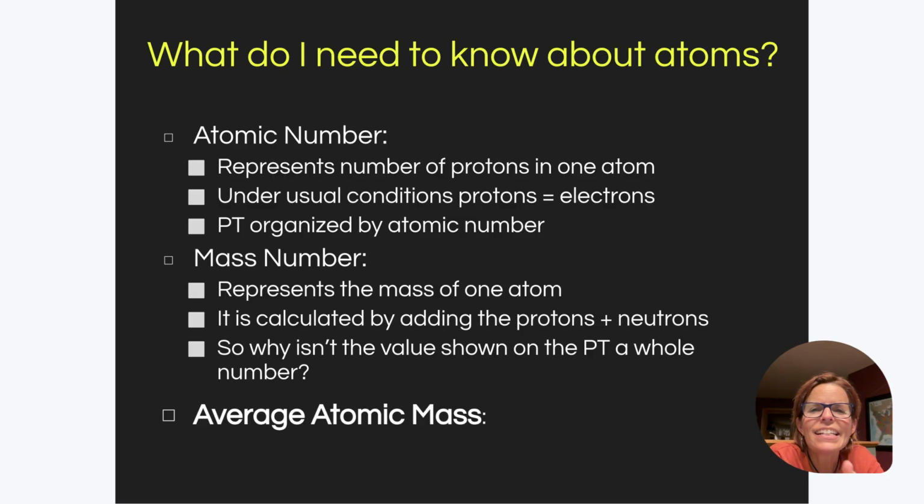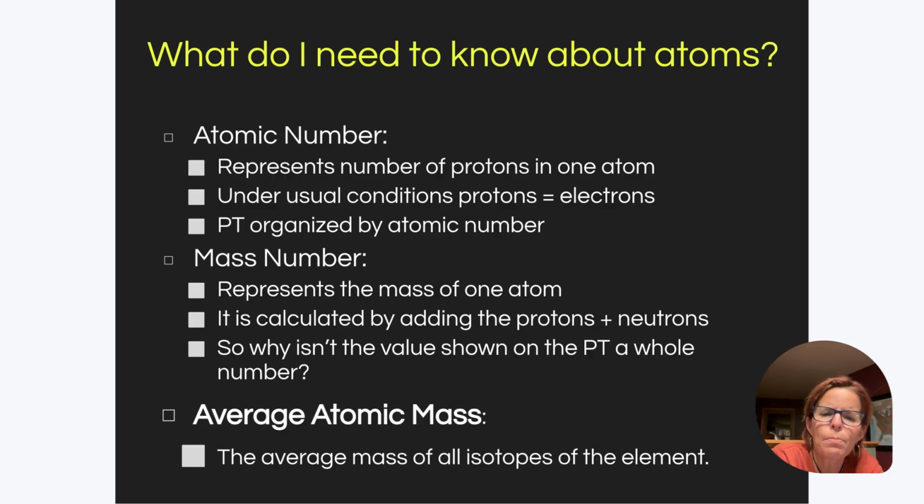All right, the next thing that you need to know, please write it down, is the average atomic mass. The average atomic mass is an average mass of all of the isotopes of the element. Write it down, and I'll explain what an isotope is. An isotope is an atom that has different numbers of neutrons.